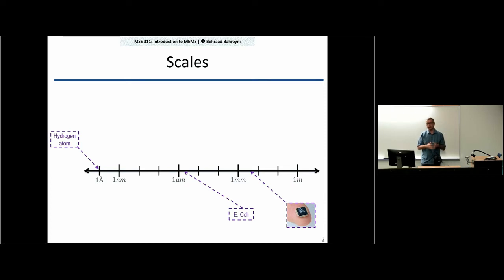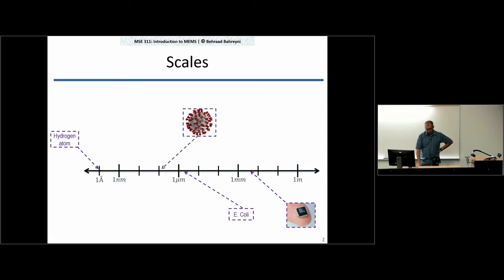Here is a logarithmic scale going from about 1 angstrom, 10 to the minus 10 meters, to about a meter. And then there are some familiar objects here. The hydrogen atom is about 1 angstrom in diameter. And you have seen a lot of these microelectronic chips. They're usually about a few millimeters on the side. So the package and the pins and all that are about a few millimeters, maybe a few centimeters for a big one. And then an E. coli bacteria is about a micron, right? A micrometer is 10 to the minus 6 meter, or 1,000th of a millimeter.